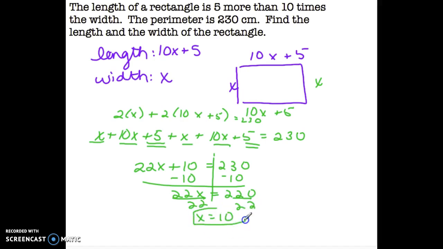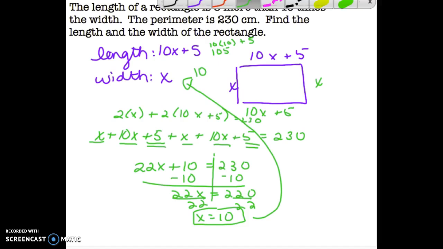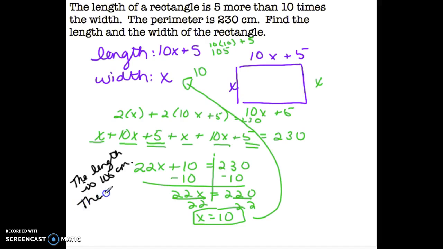Okay, so I've solved for x, but I haven't actually answered what's being asked. In the question it says find the length and the width of the rectangle. So here if I plug x back in, that is my width, 10. And my length is 10 times 10 plus 5. So my length is 105. I should go about labeling these, so a good answer in words would be something to the effect of the length is 105 centimeters, the width is 10 centimeters. So we labeled it, we answered in words, and we have a good answer there.